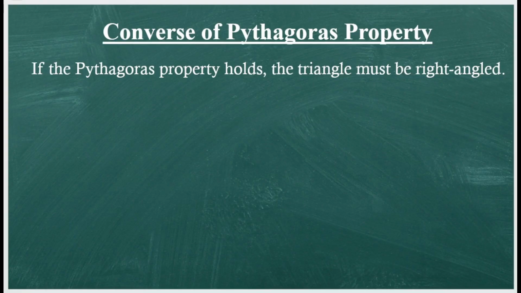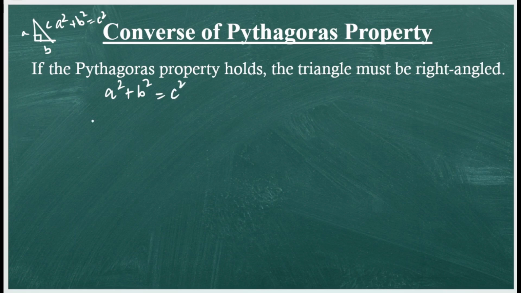Now, what do you mean by converse of Pythagoras property? Pythagoras property says that if you have a right angle triangle, meaning 90 degrees is already given, then a square plus b square is equal to c square. Now, the converse means the opposite. It states that if the Pythagoras property holds, meaning if in a triangle the sides satisfy the property of a square plus b square is equal to c square, then it means the triangle is a right angle triangle.